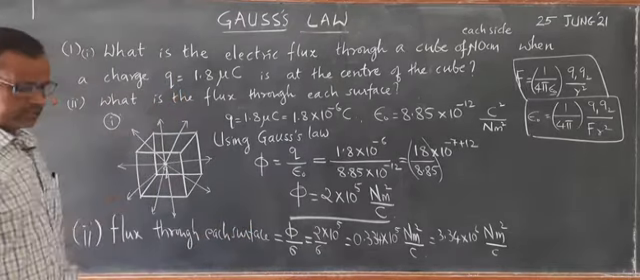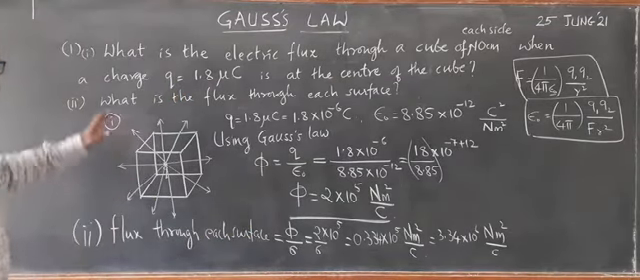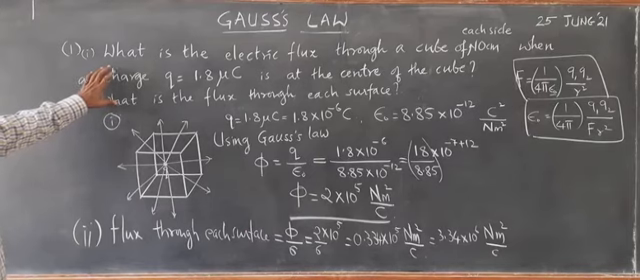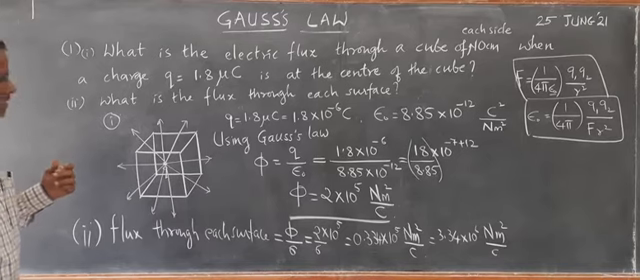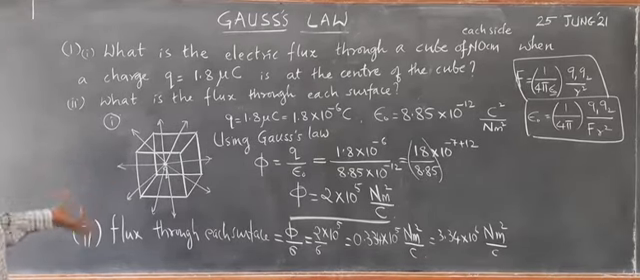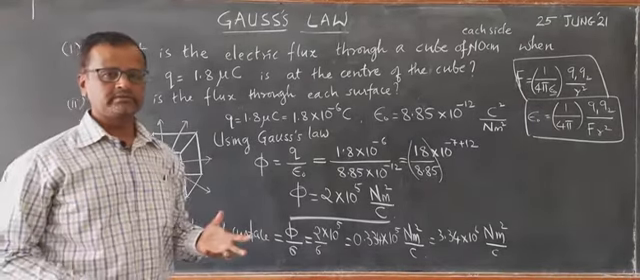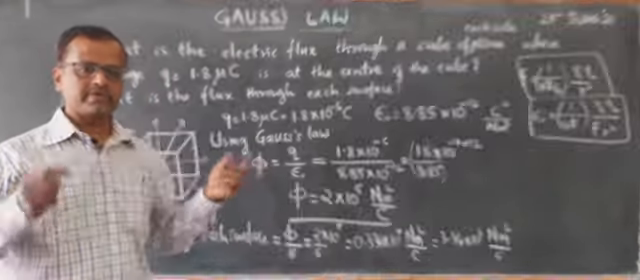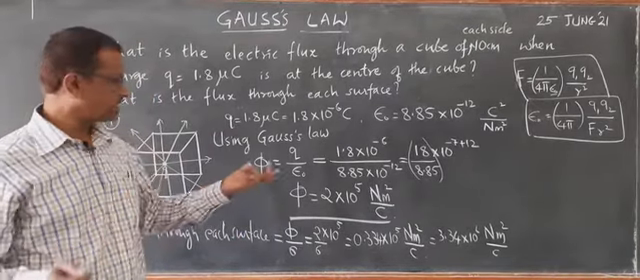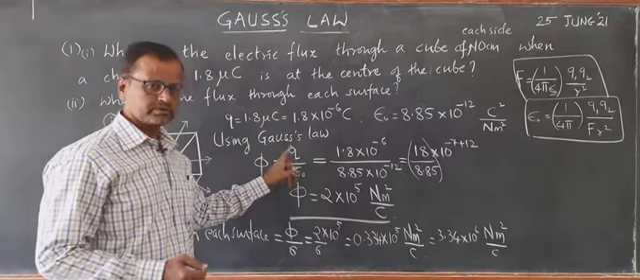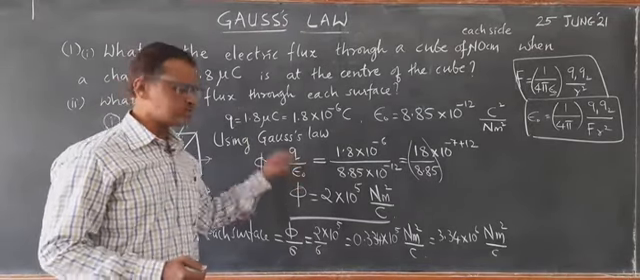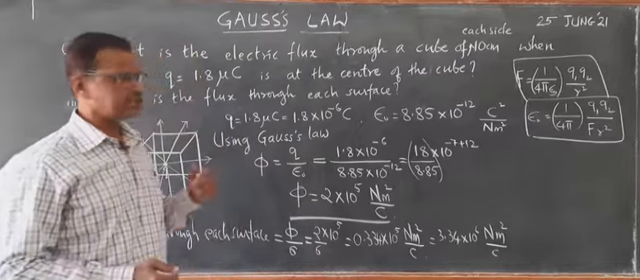Next, let us see one more simple problem. Now, here you have calculated electric flux when the charge is given. Now, if electric flux is given and you are asked to calculate charge, then again electric charge is equal to flux times epsilon naught. Let us see that simple example.